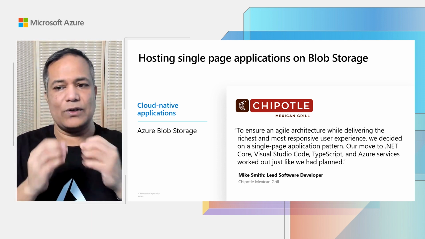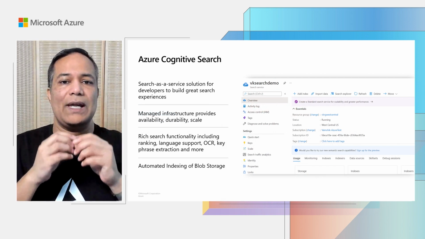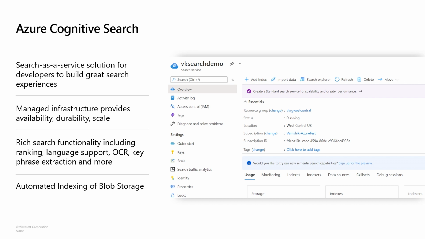Let's dive into Cognitive Search a little bit. That can allow you to build even richer and more capable applications. It's a managed search-as-a-service solution that allows you to take data, crack it open, and build rich search index functions, for key phrase extraction, for OCR, for semantic meaning. And the nice thing is it's fully integrated with Blob Storage, and you can just set it up to automatically scan your Blob Storage accounts as new data comes in and build these indexes.